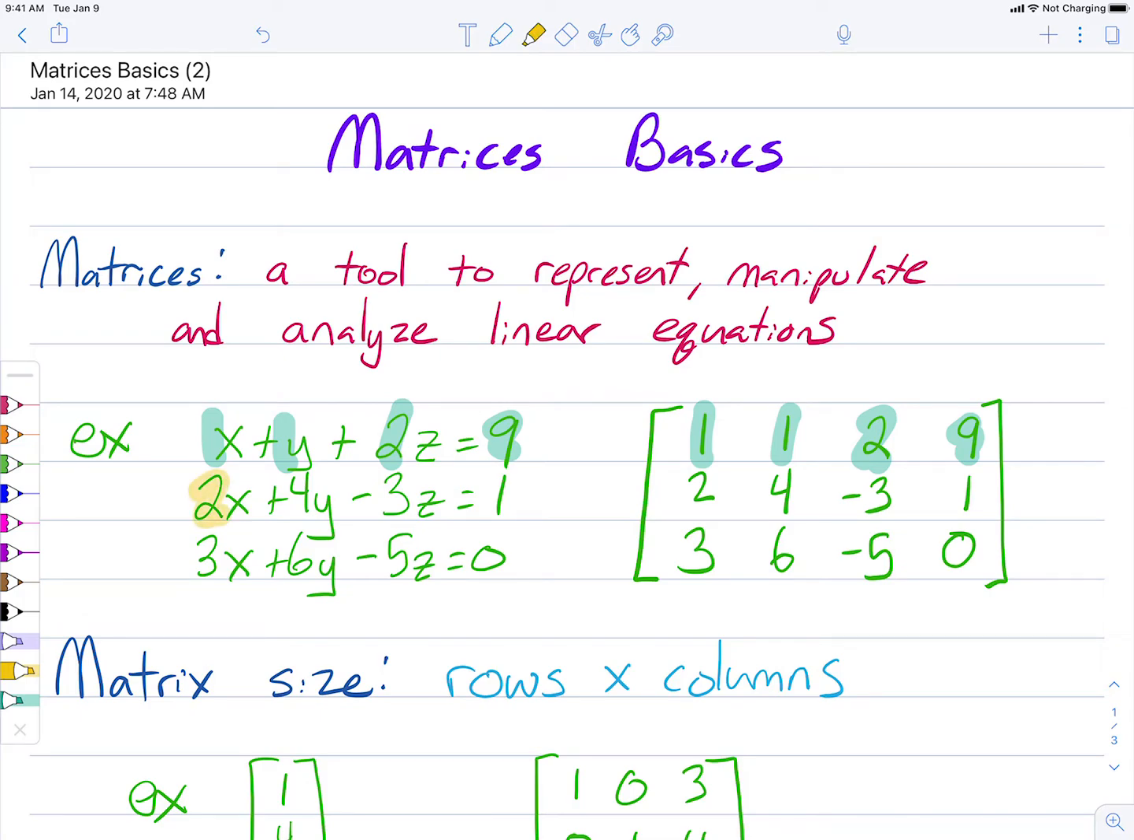If you look at the next one, coefficient of x is a 2, of y is a 4, of z is a -3, and it equals 1. And it does the same thing with our last row too. That is how your matrix is created. So you can use matrices to represent systems without the variables, and we'll get into what you can do with them later.